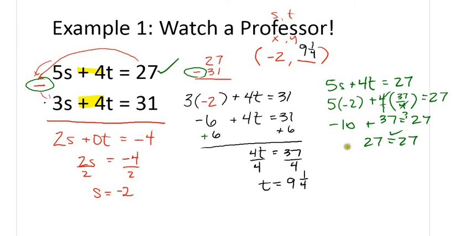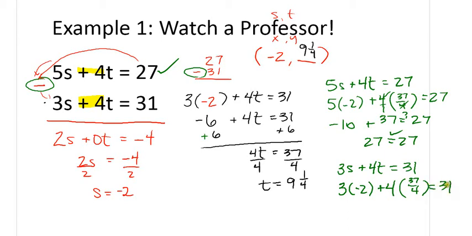Let's go ahead and try this for this last one. So I've got 3s plus 4t equals 31. So here I've got 3 times negative 2 plus 4 again times 37/4 is equal to 31. This is negative 6.